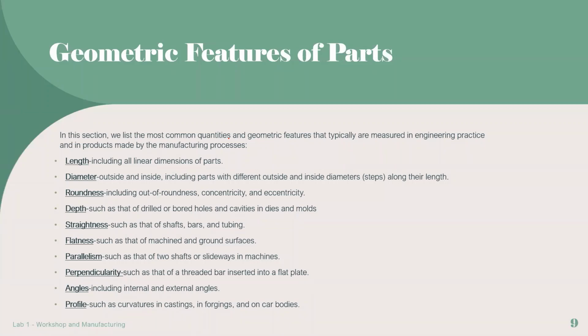All right, geometric features of parts. We talked about measurements and measurement devices, but what do we measure? These are the things that you can measure: length, diameter, roughness, depth, and angles and profiles. These are typical features measured in engineering practice and in products made by manufacturing processes.